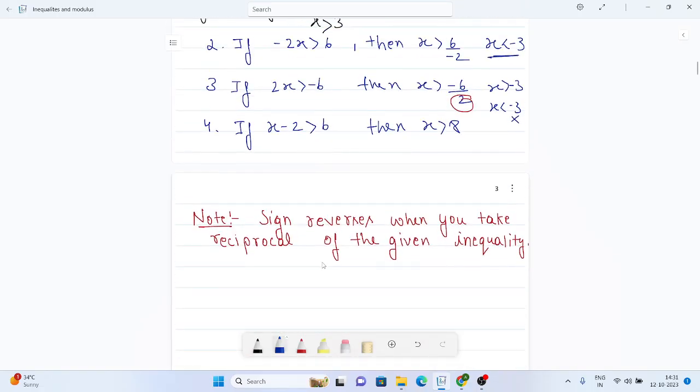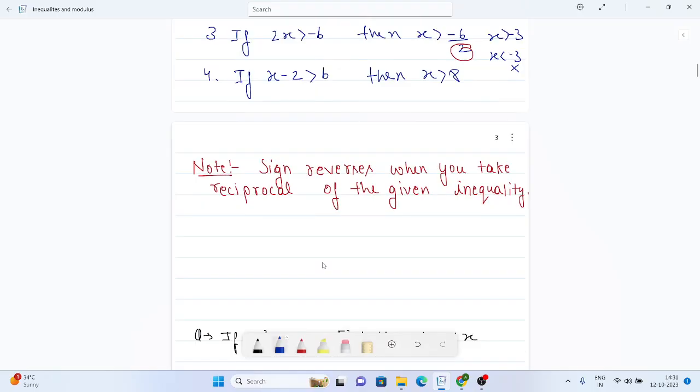So sometimes GMAT also checks this concept, only sometimes GMAT can give this type of question. What does this say? The sign reverses when you take the reciprocal of the given inequality. Means if I say 3 is greater than 2 and I take the reciprocal of both sides, so you tell me, is 1 by 3 greater or 1 by 2 greater? Definitely 1 by 2 is greater. So when you take the reciprocal of the number, then the sign of inequality also changes.